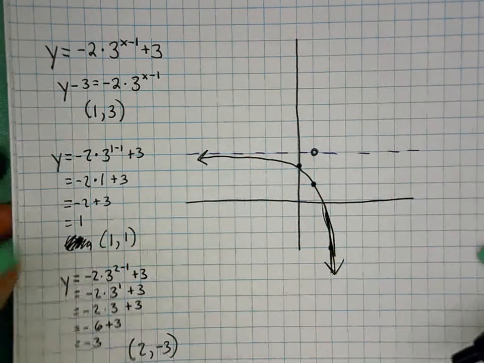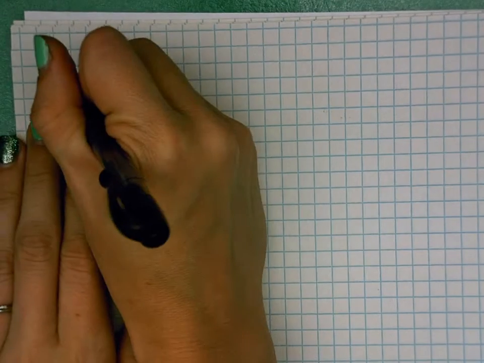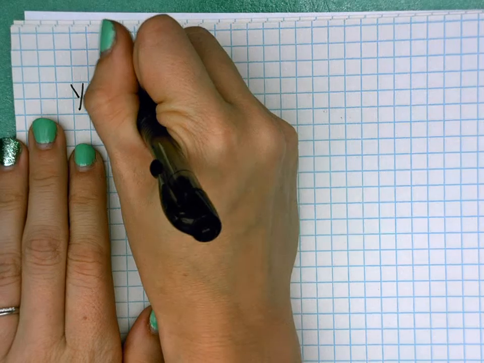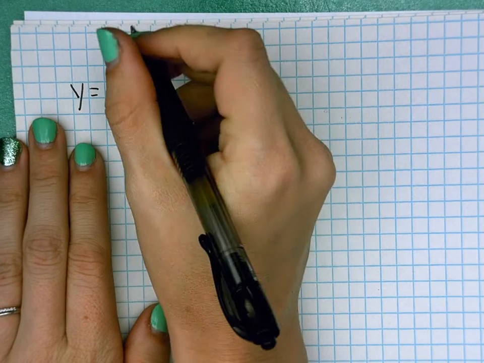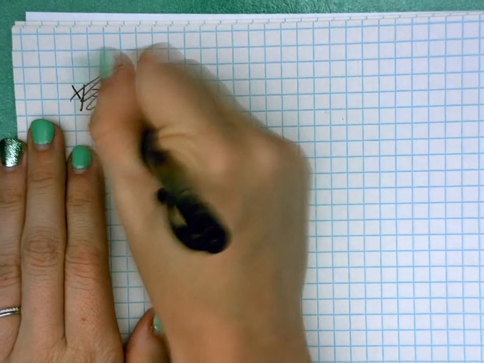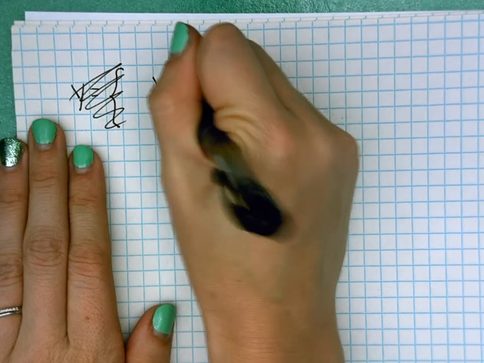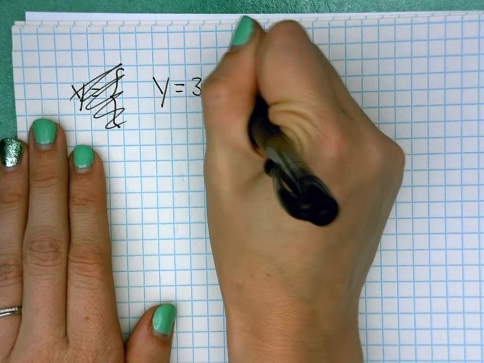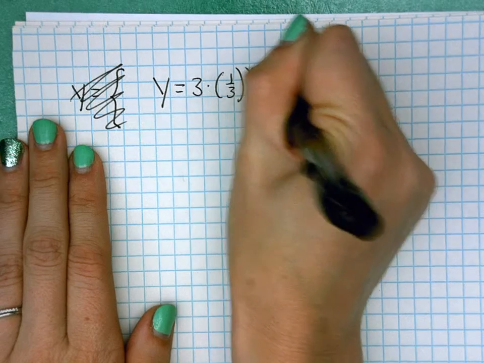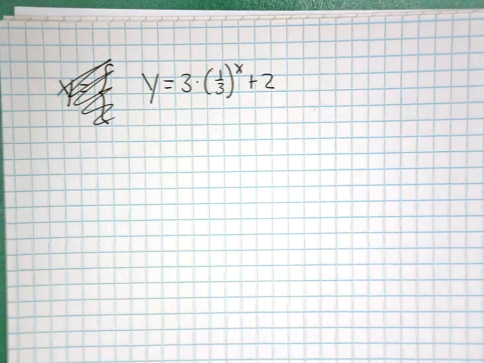Okay, one more here of our exponential. Let's go ahead and graph. Oops, sorry, I'm getting ahead of myself. That's a piecewise. Y equals 3 times 1/3 to the x plus 2. Go ahead and pause this video and give this one a shot.